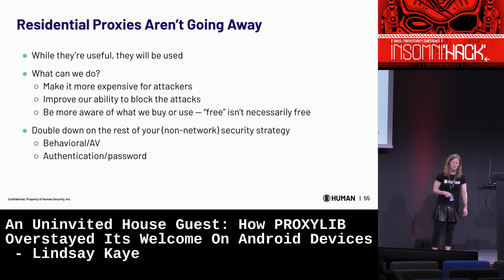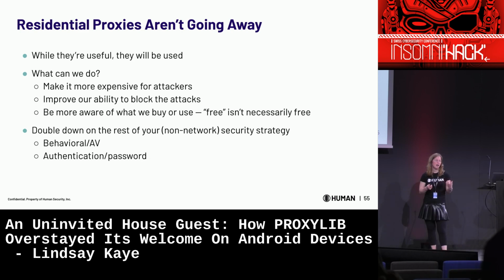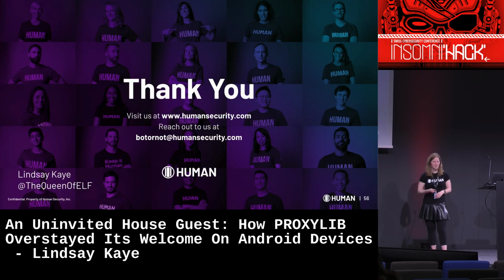And often we talk about having different sort of layers of security. So being able to double down on the rest of your non-network security strategy. So things like behavioral and AV are a couple examples, and authentication and password. So like I mentioned, a lot of what we saw these residential proxy IPs being used for were ATO, credential stuffing, scalping, and scraping. So things like authentication and password can certainly be improved there. And with that, thank you so much, and I'll take any questions.